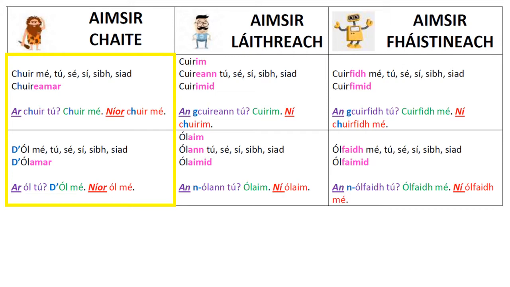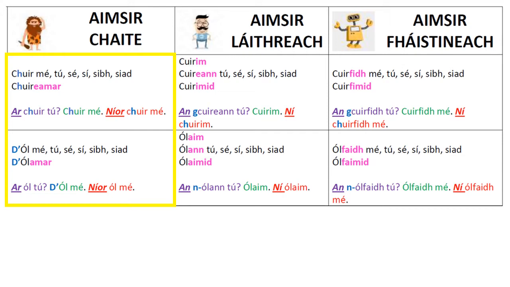Let's skip down now to ól, and we'll see it's the same thing. It's d'ól mé, tú, sé, sí, sibh, siad. But then there's a difference. There's d'ólamar, we drank. You will notice, I hope, that the amar on d'ólamar is spelled differently from the amar on chuireamar. And that's because cuir was caol, it was narrow, and ól is leathan, it's broad. So that's why we need to pay attention to caol and leathan, because it changes the spelling a little bit of our ending. Okay, so we've got chuireamar and d'ólamar.